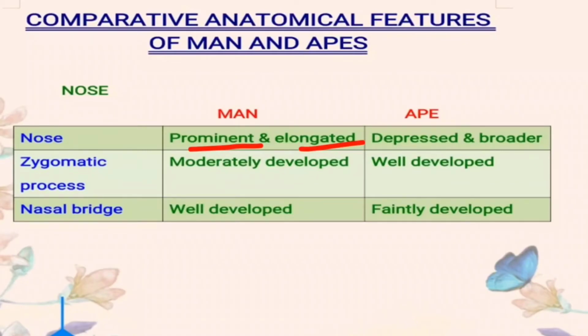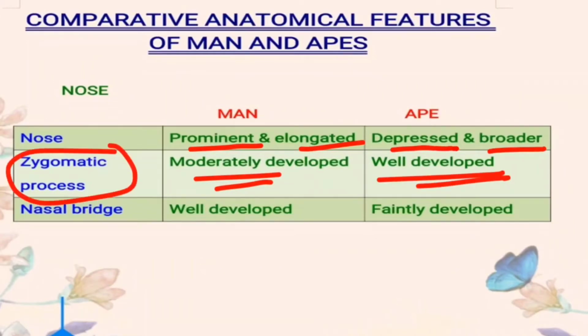But in the ape, the nose is quite depressed and it's broader. The zygomatic process in the man is moderately developed, and in the ape it is well developed. Now first we need to know what actually the zygomatic process is. If we have to explain it, it is simply a rough triangular eminence which is situated at the angle of separation of the anterior, zygomatic and orbital surfaces of the maxillae.